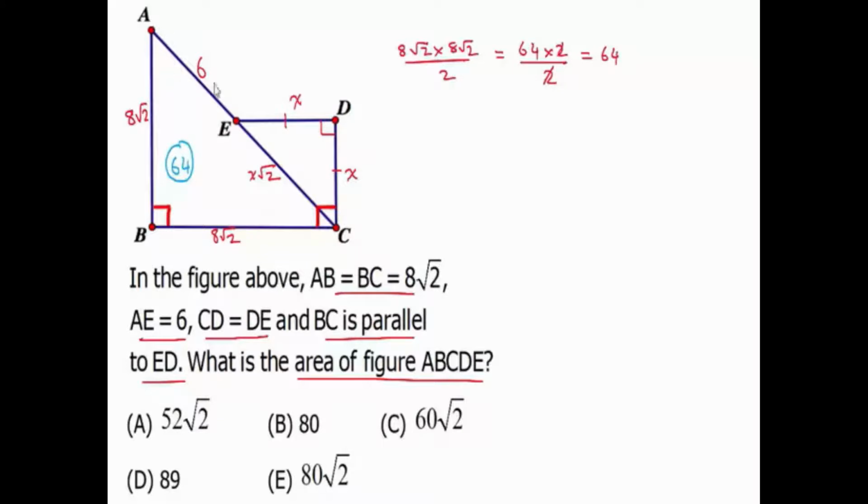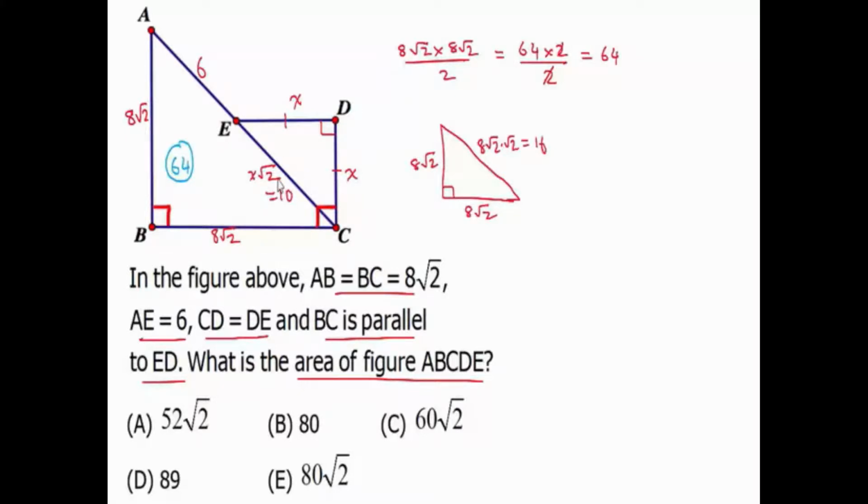And to find the length of AC, we go back to triangle ABC. Now here's triangle ABC. It's a 45-45-90 triangle. This being 8 square root 2, this being 8 square root 2. The hypotenuse, as we see over here, has to be the equal side multiplied by square root 2. So this is going to be 8 square root 2 times square root 2, which is 8 times 2, which is 16. So now we know that the length of AC is 16, the length of AE is 6 given, therefore EC is 16 minus 6, which is equal to 10.